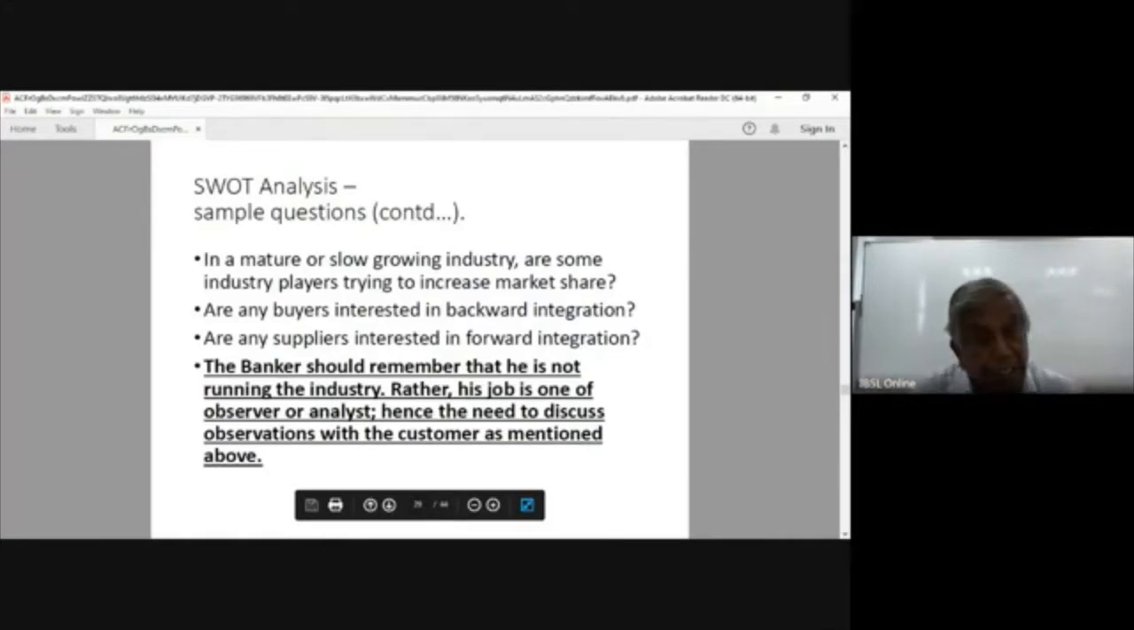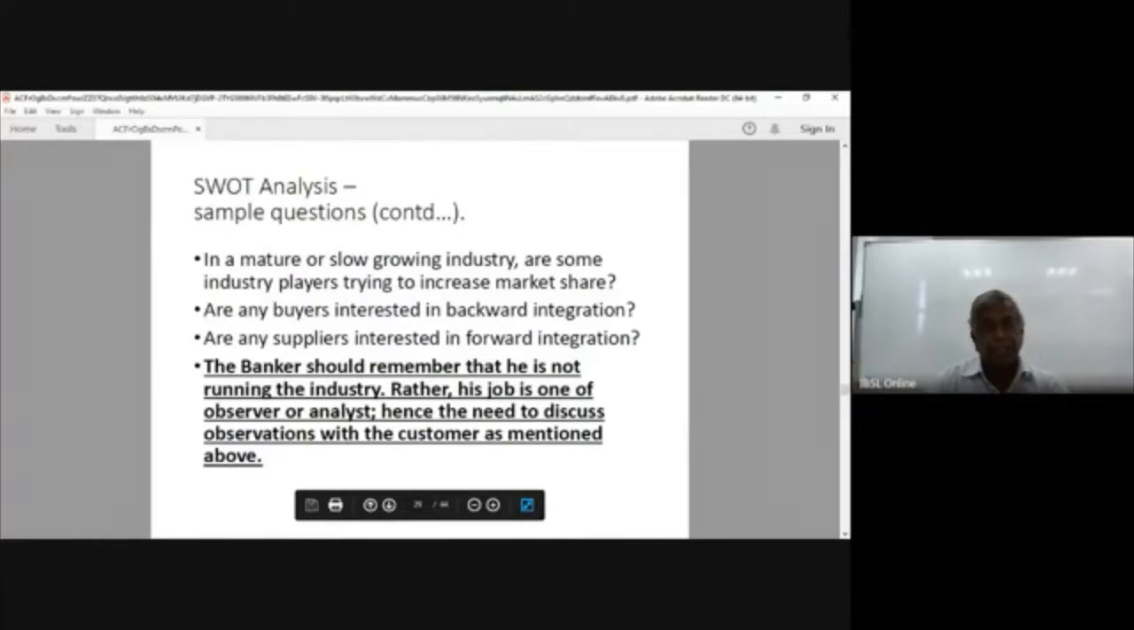If the condition is like that, what is it? Is it a strength, weakness, opportunity or threat? In a mature or slow growing industry, are some industry players trying to increase market share? You understand this question: a mature or slow growing industry has limited growth and limited expansion, so competition will be very high among the industry players. They try in some way to increase their market share. So it is external, and if they increase, it will be bad for the company. So it is a threat.